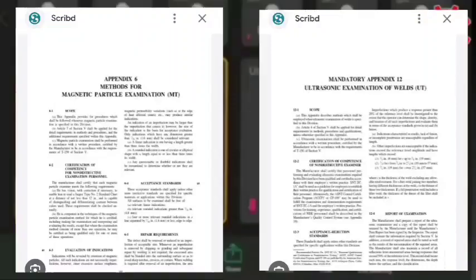Some are compulsory, mandatory appendices. Some are non-mandatory, which means if you do not refer to them, it's okay. And some say that in design calculation you must include these things in your calculation or designing, like that they mention. Okay.